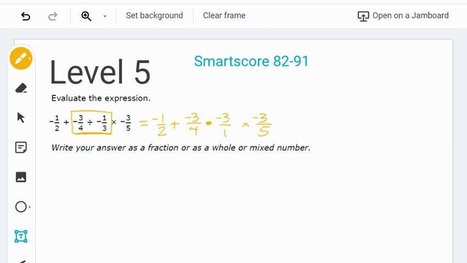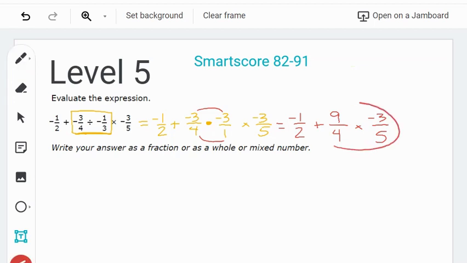So multiplying fractions is actually not too bad. Multiply tops, multiply bottoms. So it's still negative 1/2. Negative 3 times another negative 3 is a positive 9. We were just talking about that. 2 negatives make a positive with multiplying. 4 times 1 is 4. And we're still multiplying on this side. So among these things, we want to multiply before we do the addition.